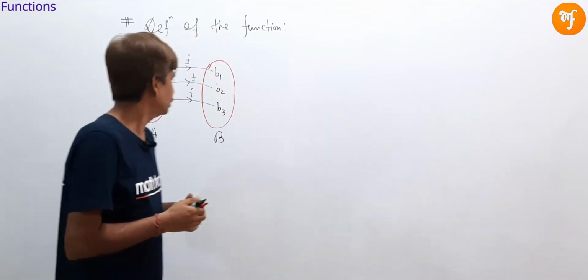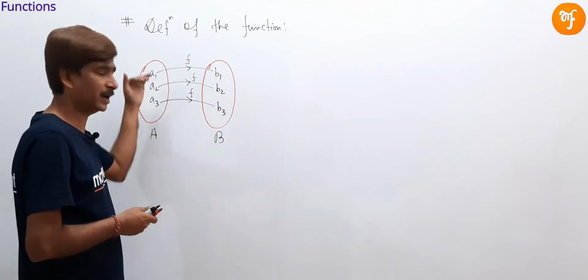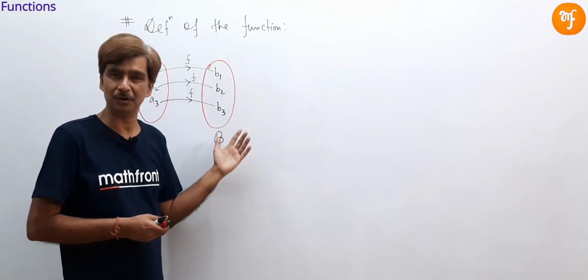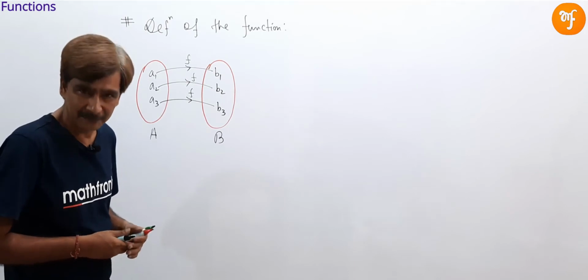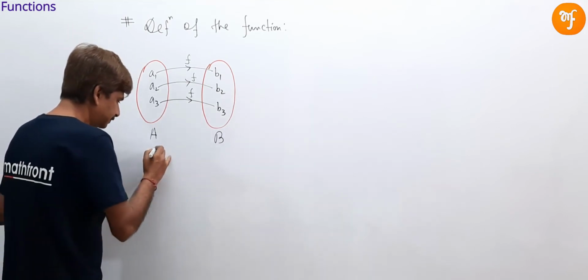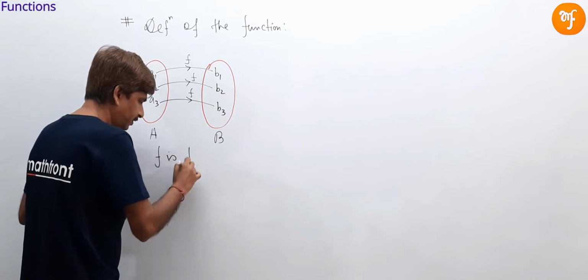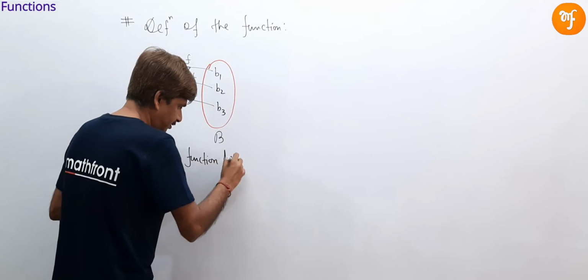Okay, so the relation f is a function here, as each and every domain element a1, a2, a3 has a unique image in the codomain. So here the relation f is a function. So just write here, f is a function here. Is it clear?